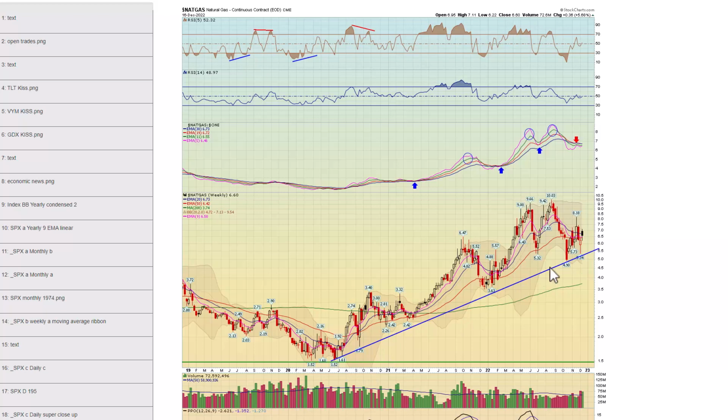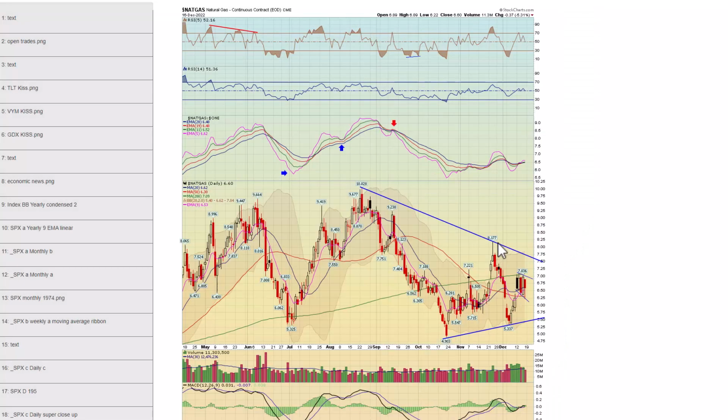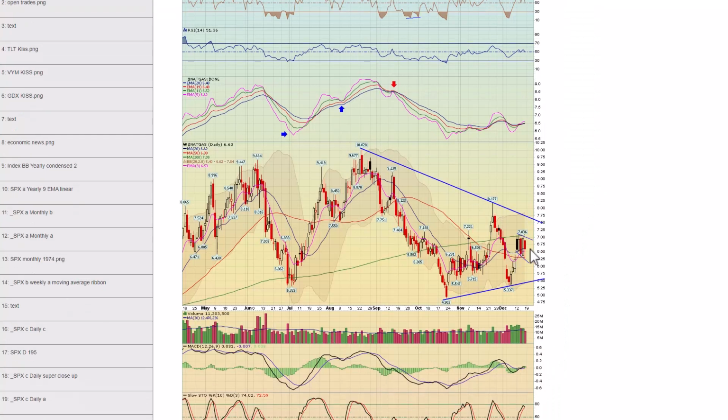Again, long term it's uptrending. Bounced off this support recently. Next, chart 65, there's the daily view. Right now you have sort of a flag pennant-like pattern here, short term.